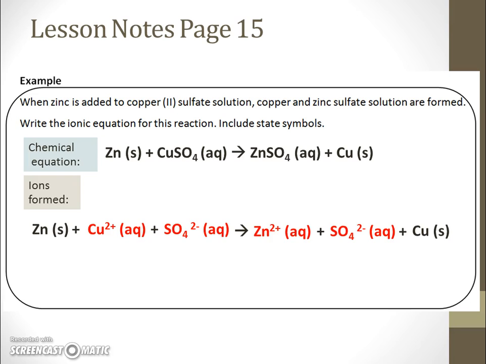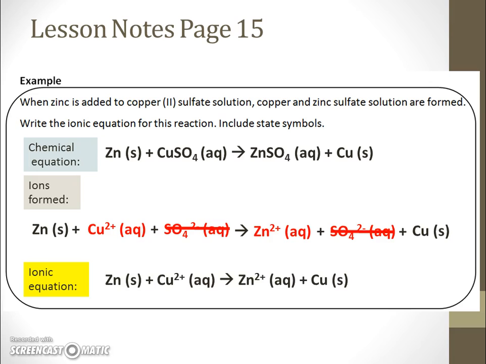Next, once this is done, you need to cancel out what you see on the left and on the right, which is the same. So if you look at it, the only thing that is the same on the left and right is your sulfate ion. So we cancel them out. These do not take part in the reaction. So now what is our final equation? Our final ionic equation is this. Okay, so please copy all this down.